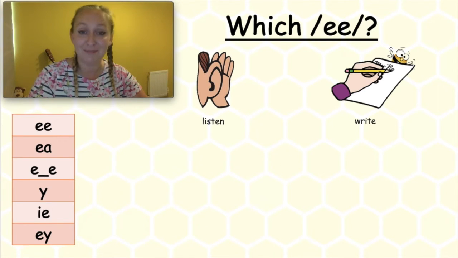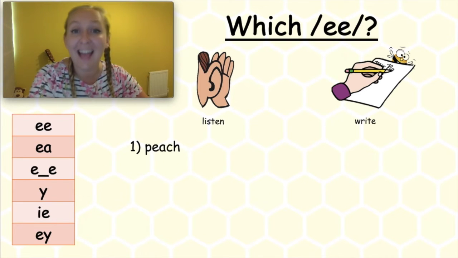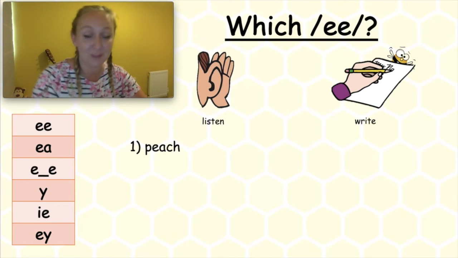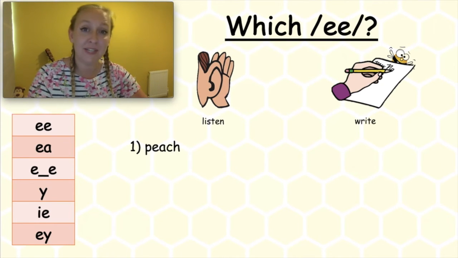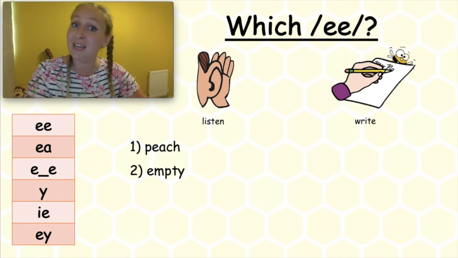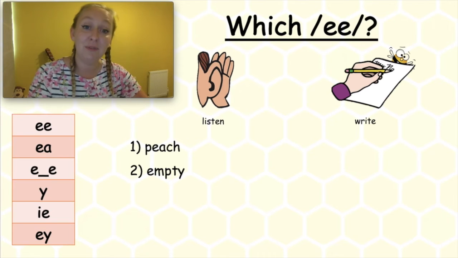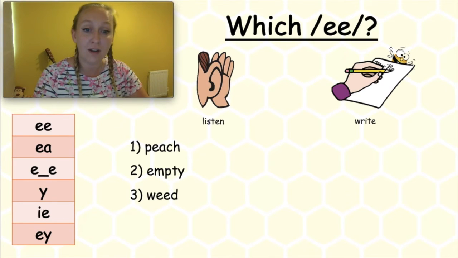Here we go. Number 1, peach is spelt with the long E sound. So well done if you got peach right. Number 2, empty. The shelves were empty. Is spelt with a y for the long E sound. Number 3, weed is spelt with an E, an E and a D for the long E. W-E-E-D.